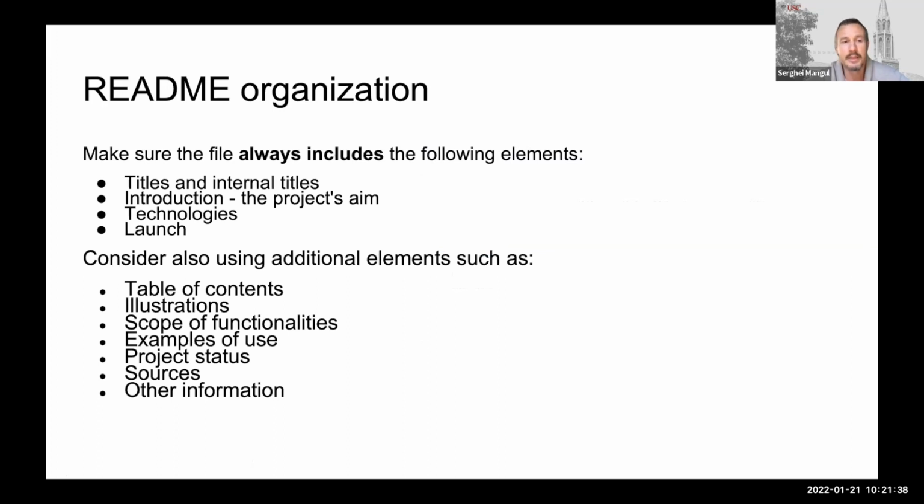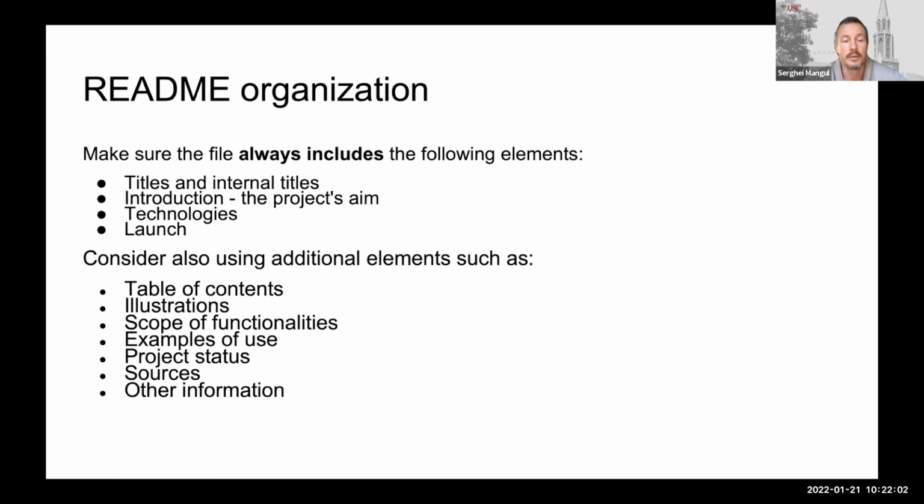I think those elements are important, like titles and internal titles. Feel free to follow our structure if you're interested. If you're not, come up with your own. I think you want to introduce the project. You want to say what the aim is. Assume people don't know about your project. Say, hey, I'm trying to do this, using this data. Technologies: you want to say how raw data was produced, perhaps. That's, I think, very useful. And what you ran and so on.